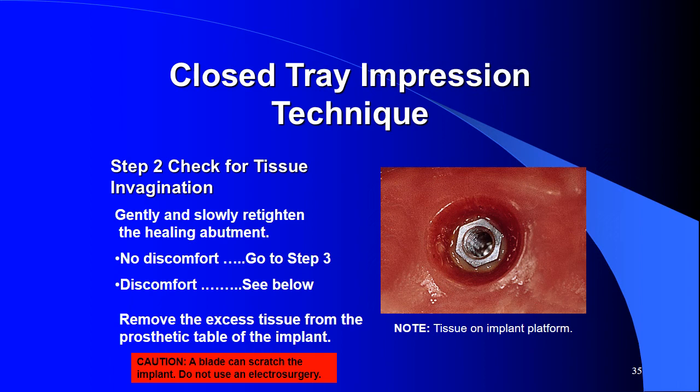If there is any discomfort or there is inflamed tissue around this area, we remove the excess tissue from the prosthetic table of the implant and take time for healing before taking the impression. If there is no sign of inflammation or growth of abnormal tissue, we go to the second step.